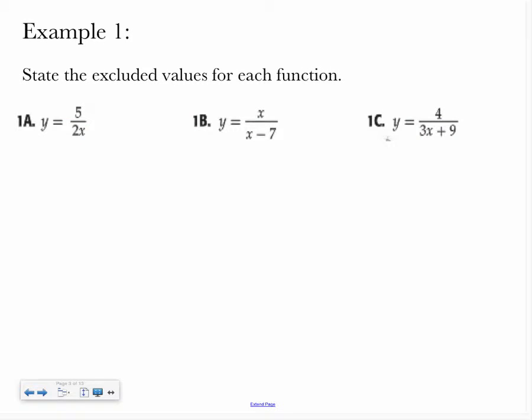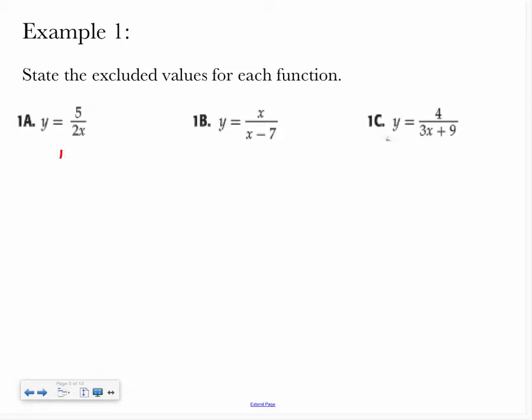So first we're going to talk about excluded values and being able to name and identify excluded values. An excluded value is any number that turns your denominator into 0. You cannot use that number in that function. The function does not work for that number.